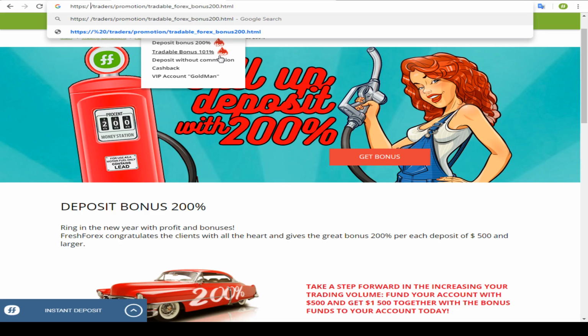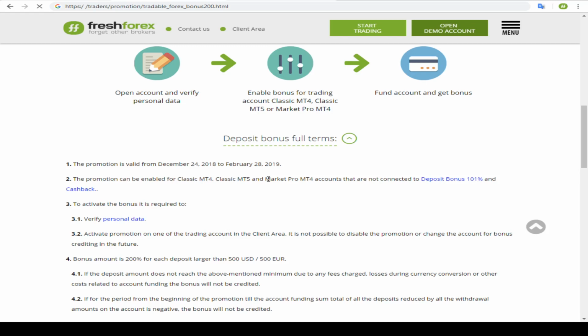You need to have at least a classic MT4 or a classic MT5, or this one, Market Pro MT4, and those accounts must not have been connected to this bonus or to the Deposit 11 bonus. You can read the other terms and conditions, all of them are written here. Ensure you understand them very well before you do anything.